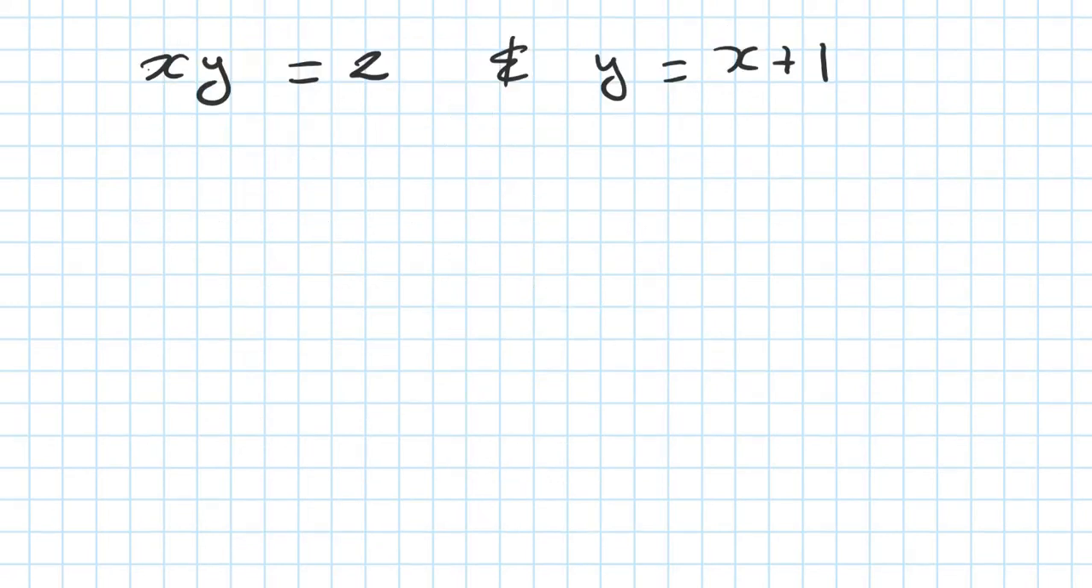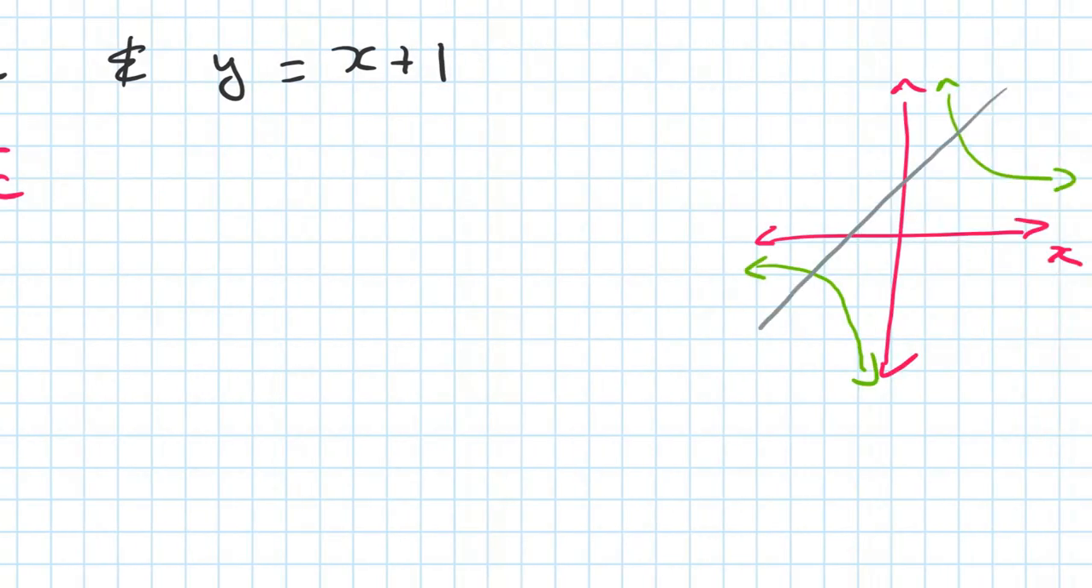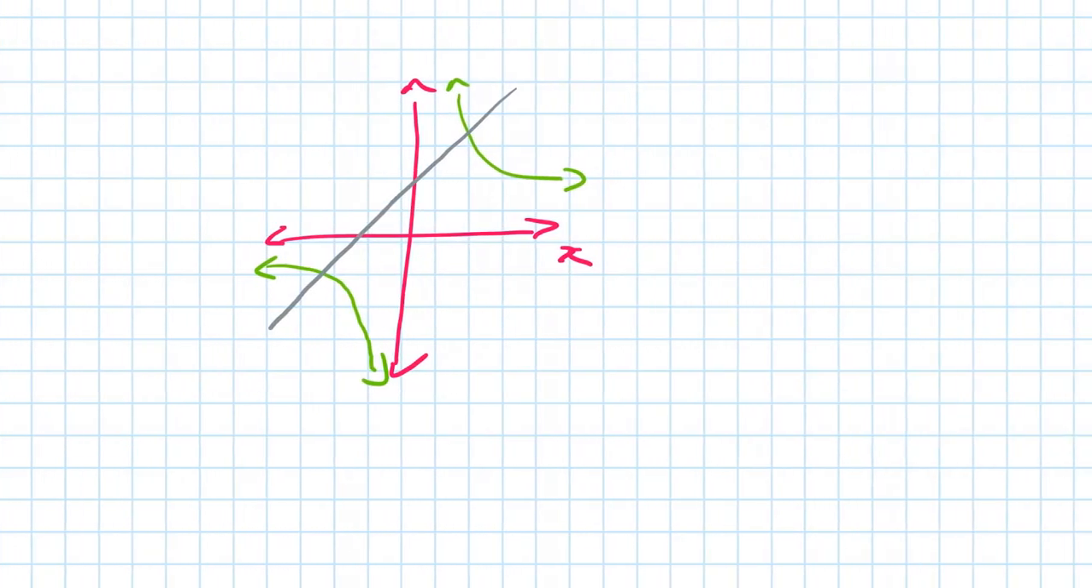Now we have xy equals 2 and y equals x plus 1. If you divide by x, this means that y is equal to 2 over x. So it is a hyperbola, and the other one, y equals x plus 1, is a straight line.